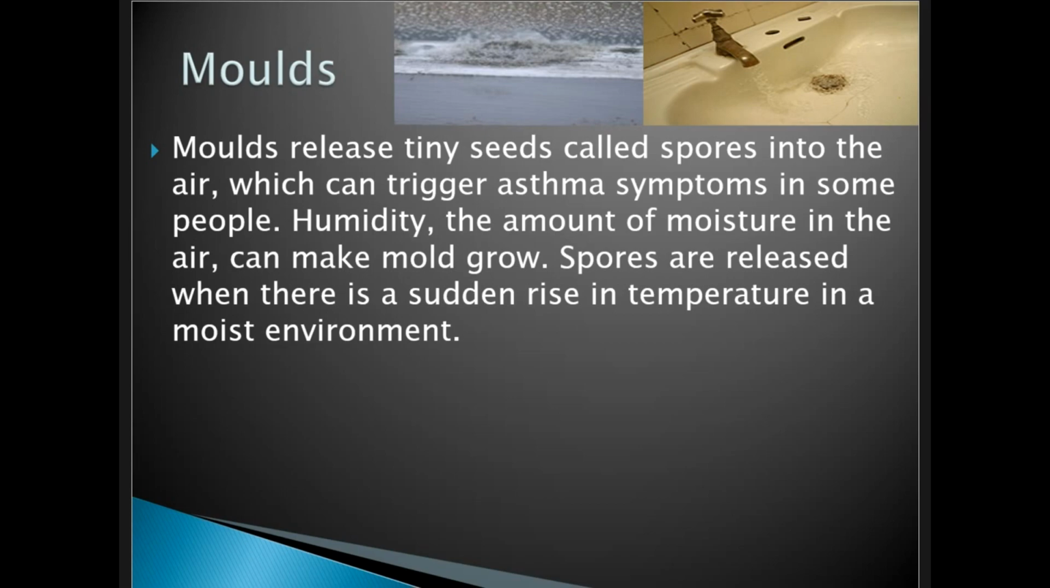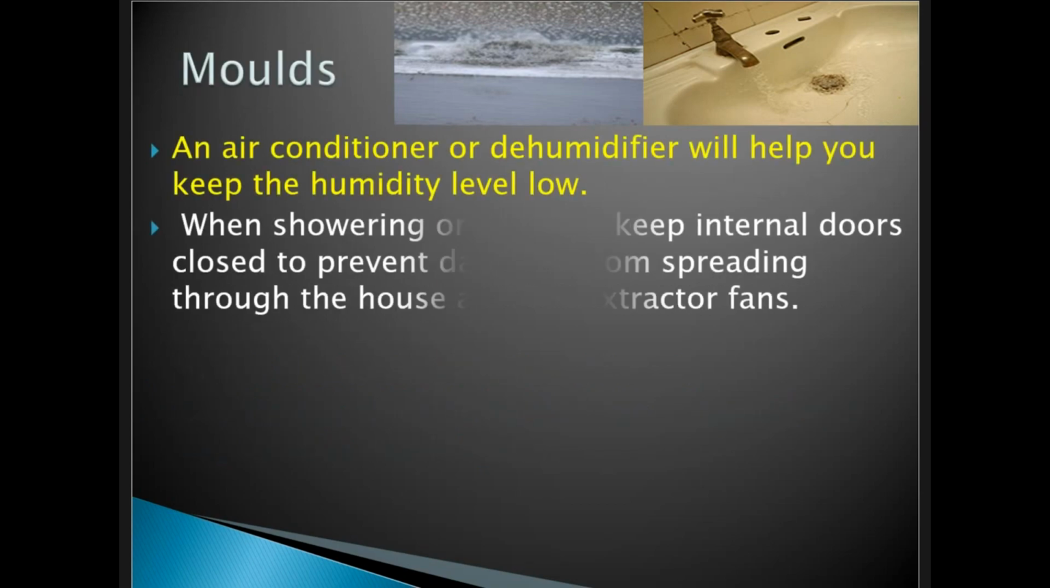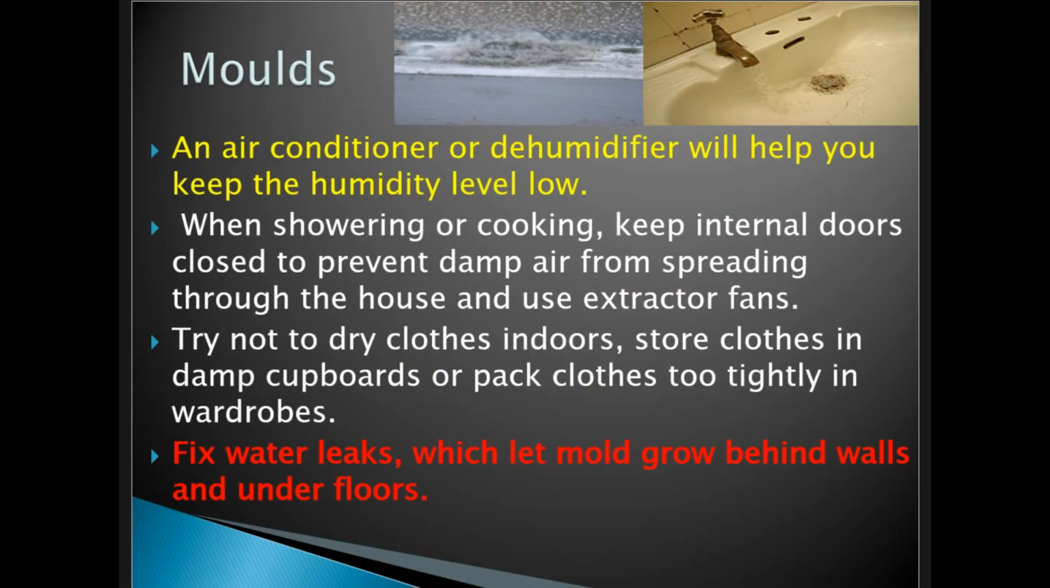Ensure the house is well ventilated. Avoid areas, such as gardens or compost, that may contain mold spores. An air conditioner or dehumidifier will help you keep the humidity level low. When showering or cooking, keep internal doors closed to prevent damp air from spreading through the house and use extractor fans. Try not to dry clothes indoors, store clothes in damp cupboards or pack clothes too tightly in wardrobes. Fix water leaks, which let mold grow behind walls and under floors.